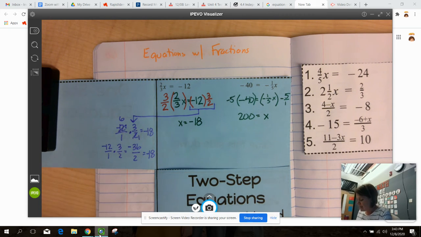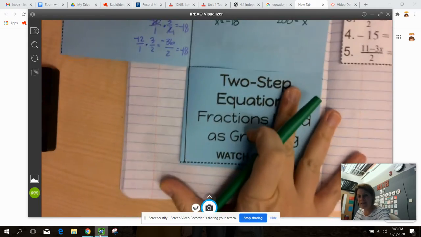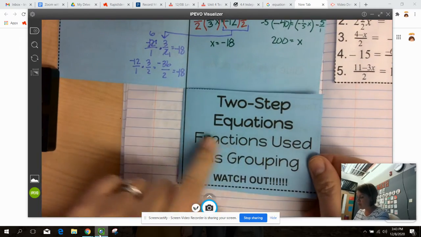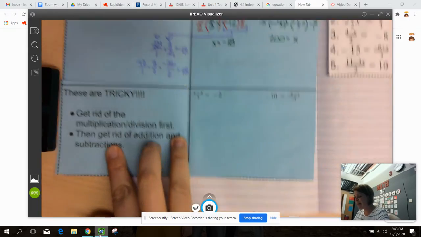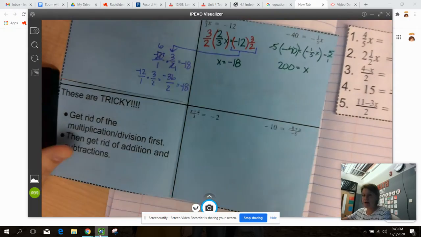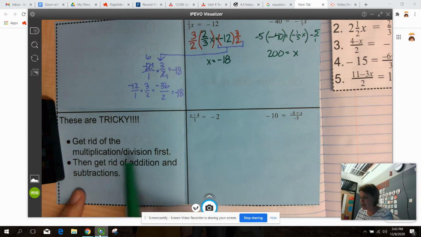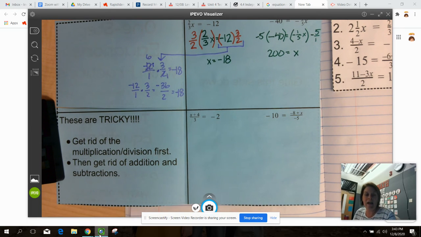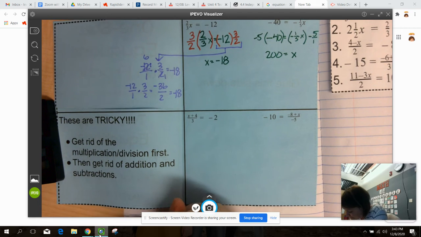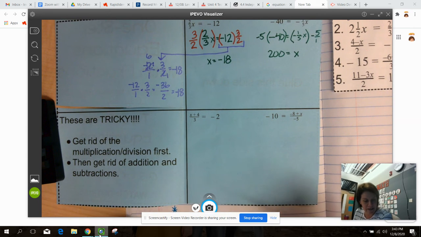All right. So now let's look down at this second part. That is the two-step equations, fraction used as grouping. Now, I said these are tricky, okay? A lot of times my kids get very tricked on these. So let's think about what we do. We are first going to get rid of the multiplication or division, okay? What I mean by that is, and this is a good time to go ahead and write this little important information.